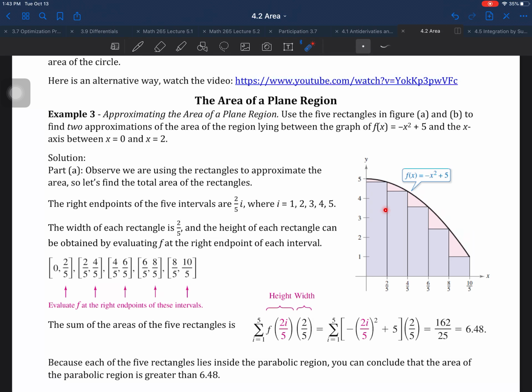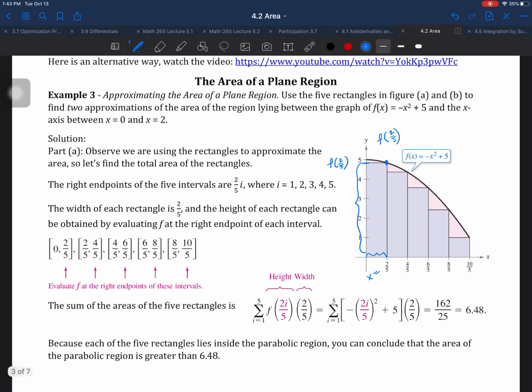Now we can come up with the height of this because we know that x equals 2/5 here, right? So this point right here, the height of this, is equivalent to the value of the function at 2/5. So you're able to find the height, right? This right here is the height because that's f of 2/5. If you know the width and you know the height, aren't we able to actually find the area of the rectangle? And we do.